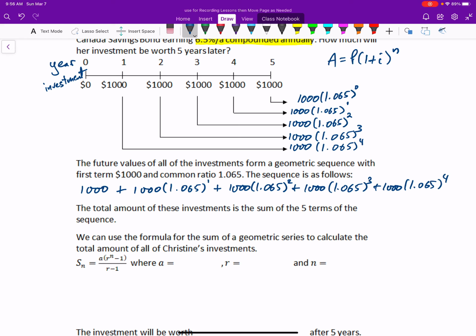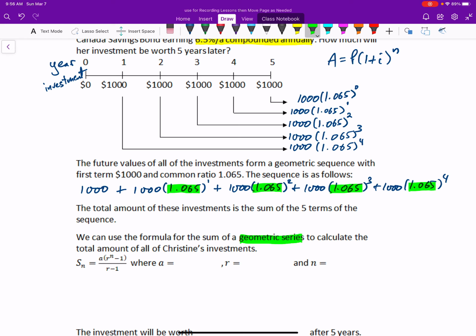Well, this should look kind of familiar. It's been a little bit since we've done sequences and series, but really this is a series. Remember what a series is? It's where you have a bunch of terms, but you're adding them together, and that's exactly what we're doing here. We're adding all these terms together. And to be more precise, it's a geometric series because it's going up by a common ratio. The common ratio is the 1.065.